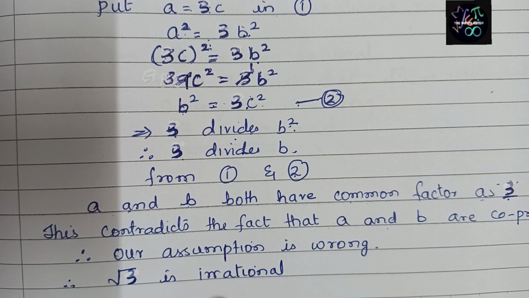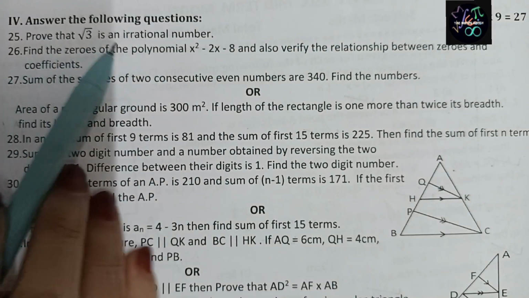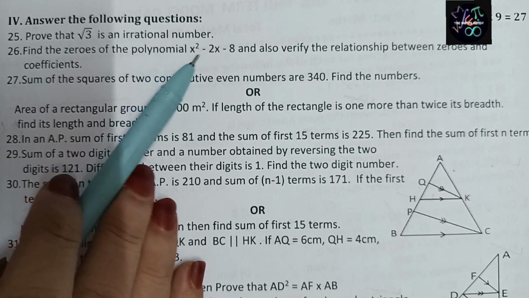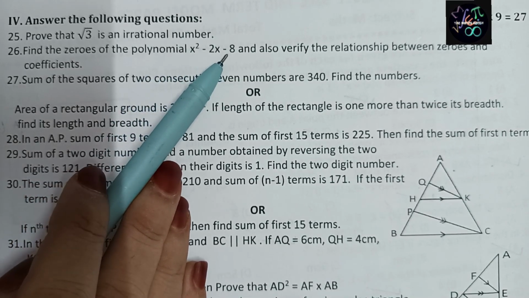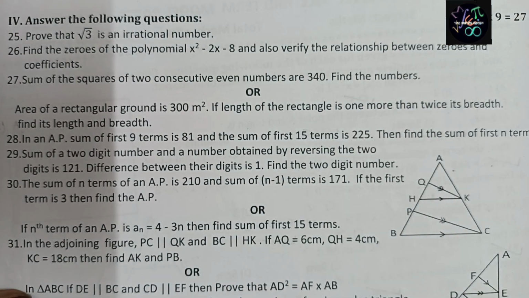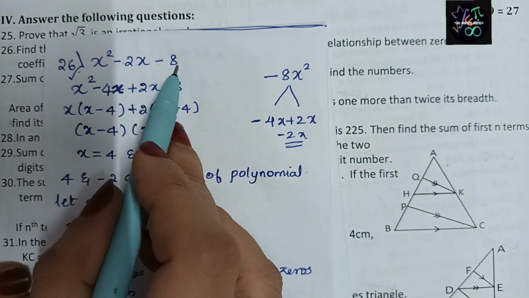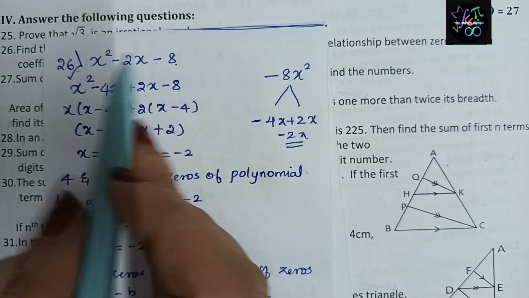Let us see question number 26. Find the zeros of the polynomial x square minus 2x minus 8 and also verify the relationship between the zeros and coefficients. So I have solved here. The 26th question, x square minus 2x minus 8. Now what we have to do, we have to find the factors.